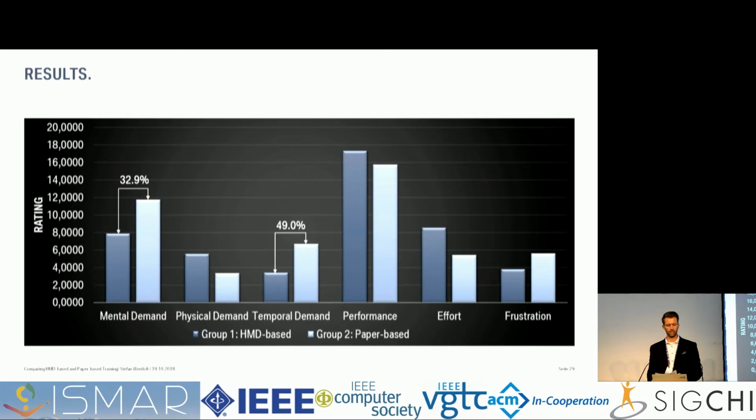We also measured the NASA-TLX and found a significant difference for the mental and for the temporal workload. Participants who received the paper-based instruction had a 32% higher mental workload and a 49% higher temporal demand.